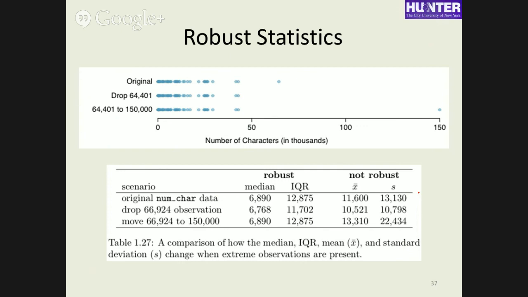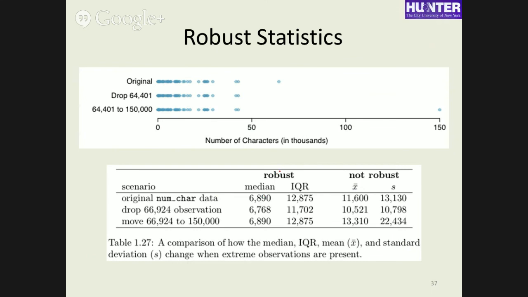So here are the number of characters in these 50 emails, courtesy of the NSA. In the original data set, there was one that had about 60,000 characters in it. And just to show what here is meant by robust, it compares this data set to what if we dropped that one largest value, and then what if we replace it with an even larger value?